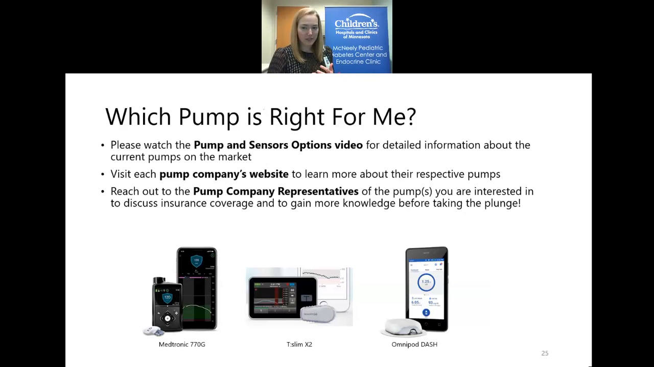Now, this third point. I love this one. A lot of people skip this step, and I don't recommend skipping it. It's really, really helpful. Reach out to the local pump company representatives. Talk to them. Say, this is my insurance. They can tell you, hey, it's normally covered. It's not covered. And they also know these pumps in such detail. They're so good at explaining them and how they can benefit your child. So I definitely recommend reaching out to the pump company representatives before really moving forward, so you can really discuss with them, make sure that this is a company you want to be linked with for the next 4 years. So in the pump and sensors options video, we will list off the different representatives' phone numbers and emails, so you can reach out to them.